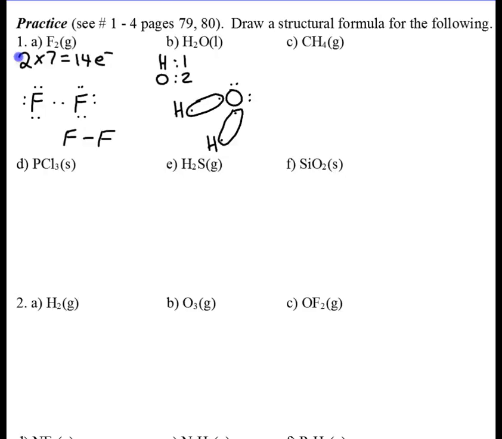Hydrogen is not seeking to achieve a full octet. It's stable with a complete first orbit with 2 electrons, and it now has that. And so our structural formula for water would look something like this. We're not concerned too much about the shape at this point.